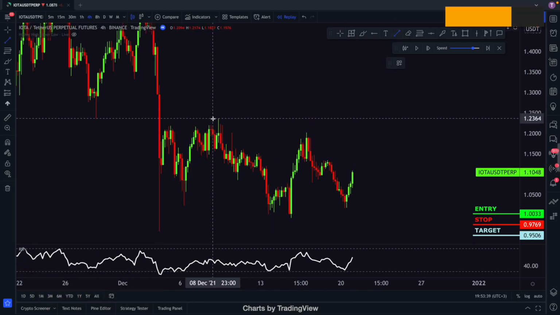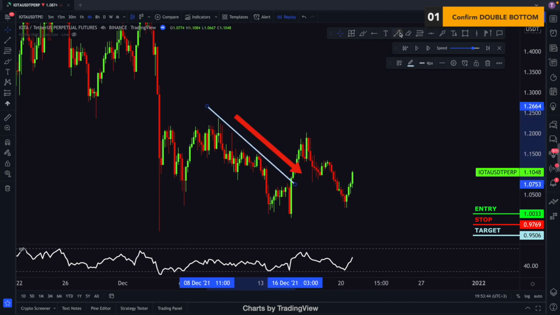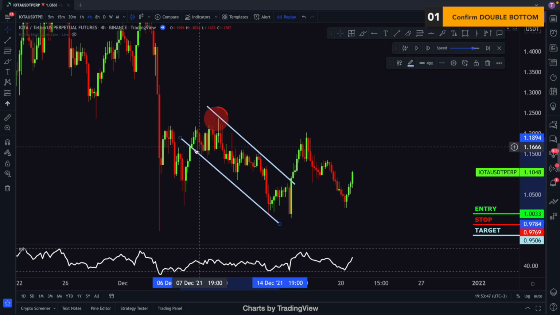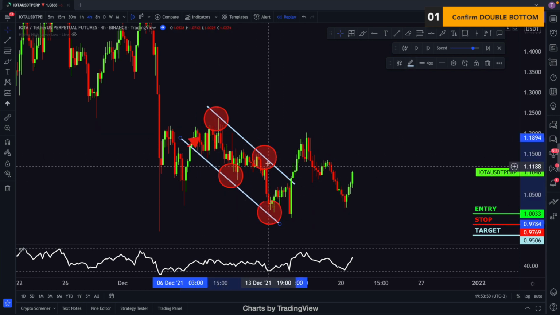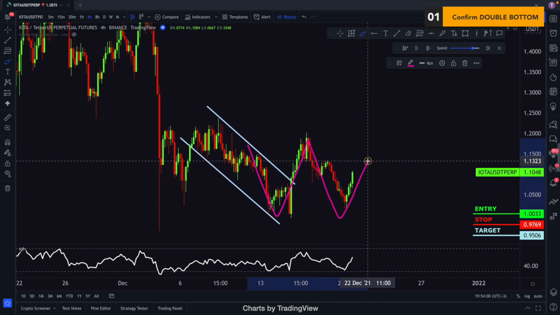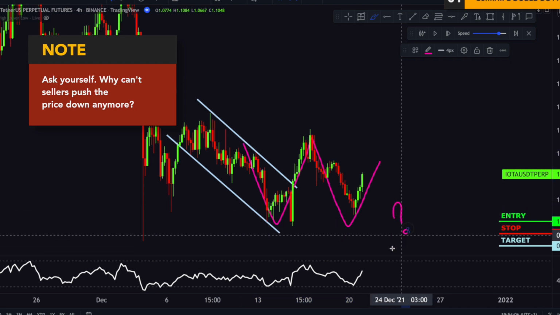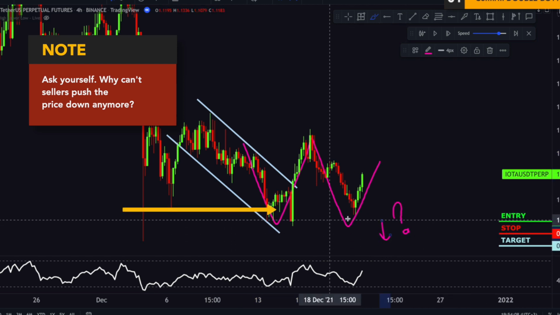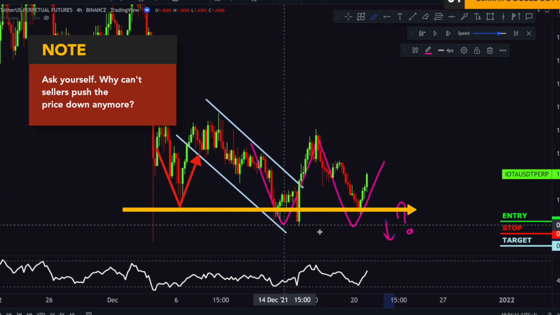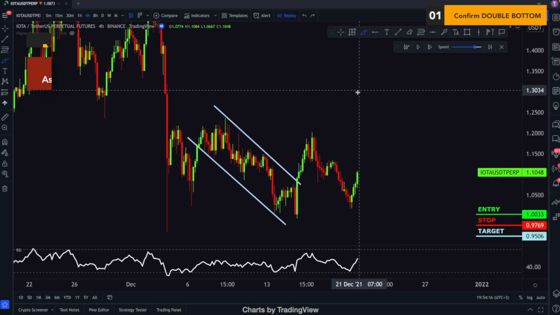Step 1. Confirm downtrend and double bottom. As you can see, there is a mini downtrend here. Sellers pushing the price down, making lower highs and lower lows. Let's check the double bottom. If you notice, the double bottom pattern is quite obvious here. But why? Why can't sellers push the price down anymore? What is really happening here? So there is some force that prevents bears from pushing the price down, and it is about step 2.